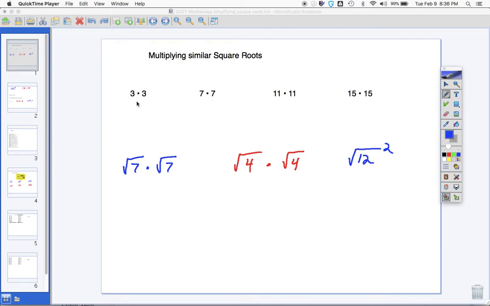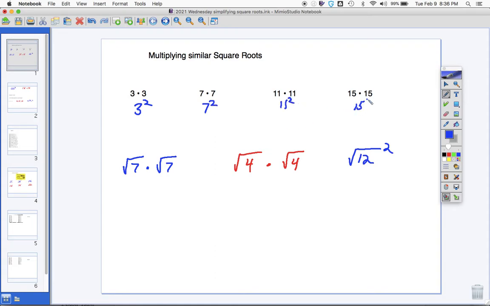So we know when you take something like 3 times 3, it's multiplying it by itself 2 times. So I could rewrite that as 3 squared. 7 times 7, I know I can rewrite that as 7 squared. 11 times 11 is 11 squared, and so on. 15 times 15 is 15 squared. If I had x times x, that would just be x squared.